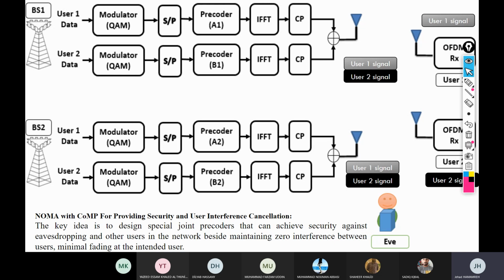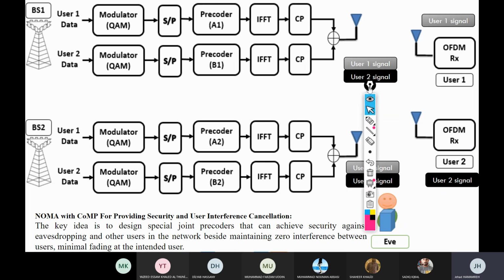Why is this different from the previous ones? The previous ones I was showing you had only one link, transmitter and receiver, Alice and Bob, and there is Eve. But here, what if you have multiple users? You have multiple users, user 1 and user 2, and Eve.